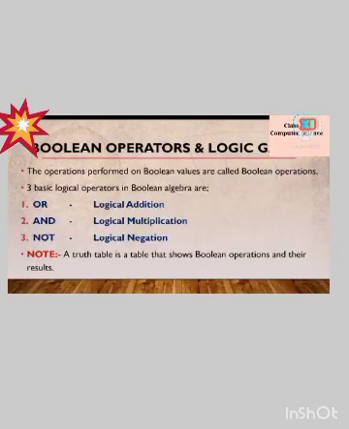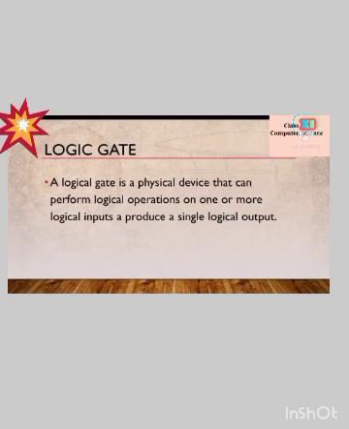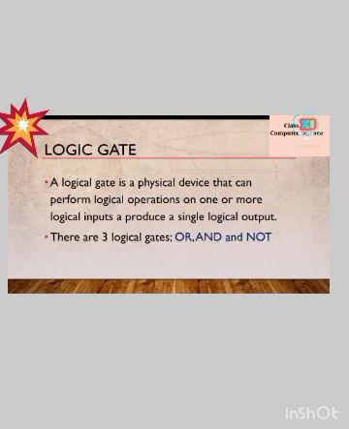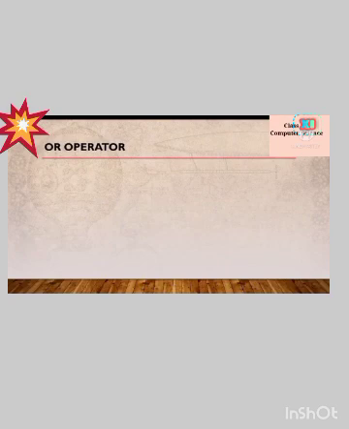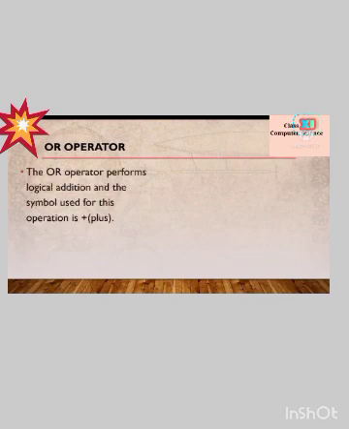Okay. Our topics. First, let us see what is a logic gate. A logical gate is a physical device that can perform logical operations on one or more logical inputs and produces a single logical output. There are mainly 3 basic logical gates. They are OR gate, AND gate and NOT gate. We have to learn about these gates. What are the 3 logical gates? AND, OR and NOT. These are the basic logical gates.